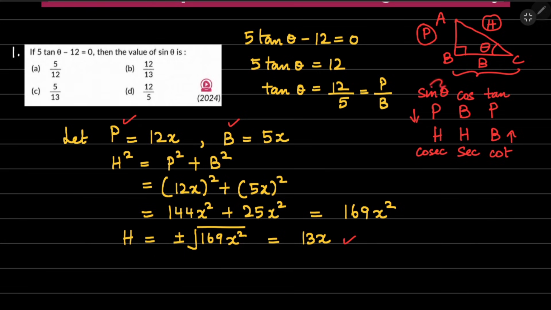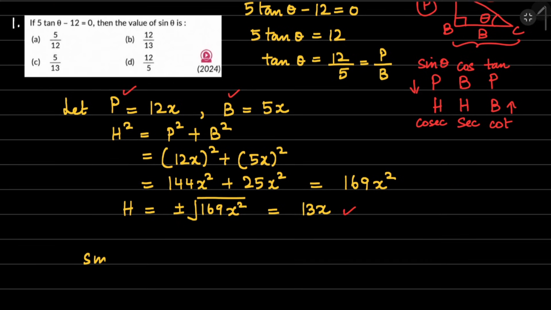So what is sin theta equal to? Sin theta is equal to perpendicular by hypotenuse. What is our perpendicular? 12x, divided by hypotenuse, which is 13x. So x and x would get cancelled. The answer is 12 by 13.